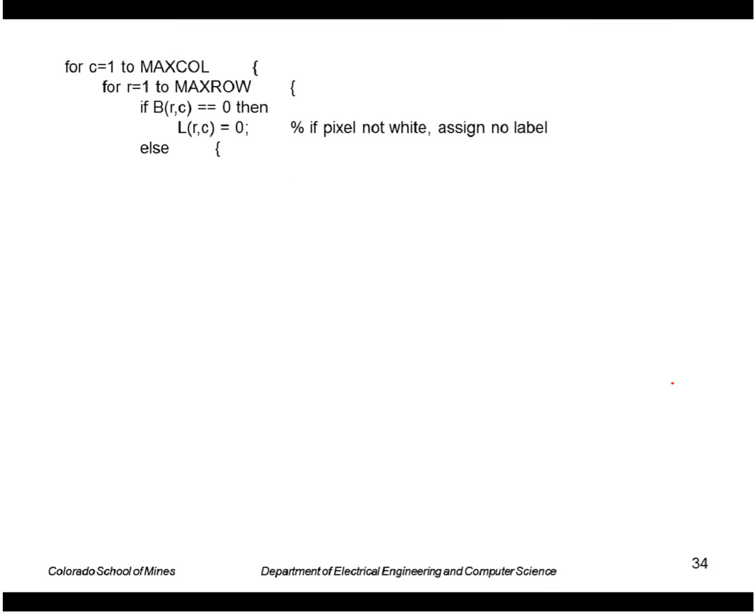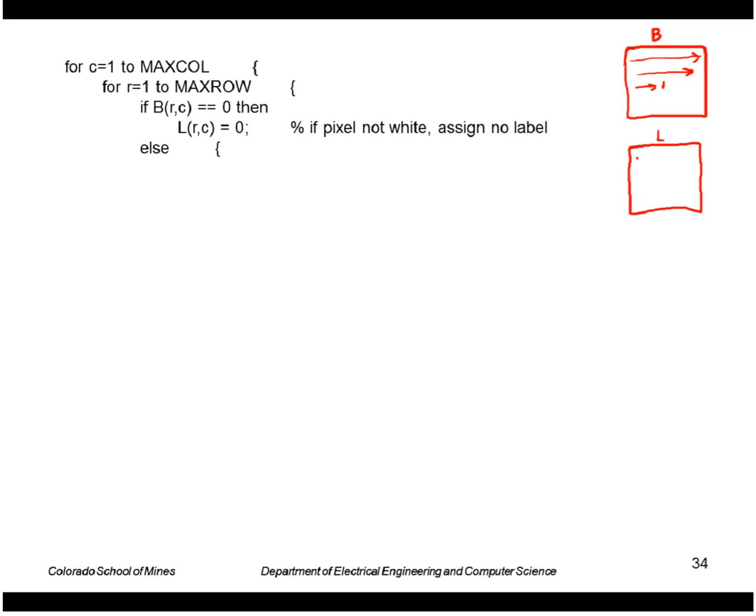So the algorithm starts like this. We have our binary image B. We go through it in scanline order like this, and we test if a point is equal to a 1. If we find a 1, then we go through the rest of the processing. Otherwise, we set 0 for the label image.